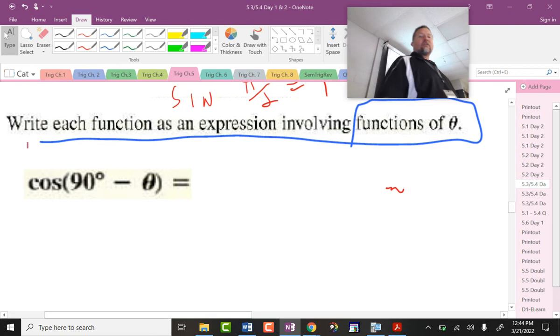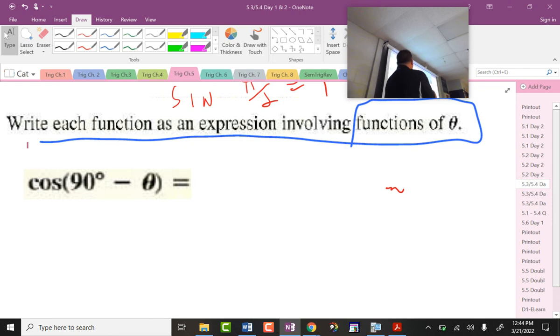Write each function as a... This is what I forgot to do last hour. I stopped short. I forgot I had this last example. By the way, this is an identity. This is called the co-function identities. Look at the top of your sheet, but don't just tell me what the answer is. Isn't that one of them? So we know what the answer is going to be, but we're going to put this in the formula correctly. So write each function as an expression involving functions of theta. That just means use the subtraction rule.